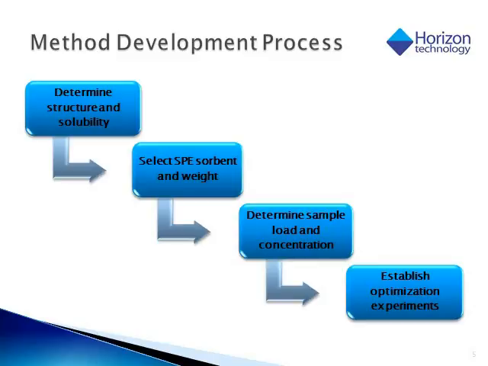So when we begin our method development process, there are really 4 key scenarios to keep in mind, and this is the order that I typically follow. I first look at the structure and solubility of my compounds. Finding out what their structure and solubility are allows me then to select the SPE sorbent and weight that's appropriate. Once I know that, then I can determine the sample load and concentration to put onto that cartridge to then begin the optimization experiments that I'm going to be running.